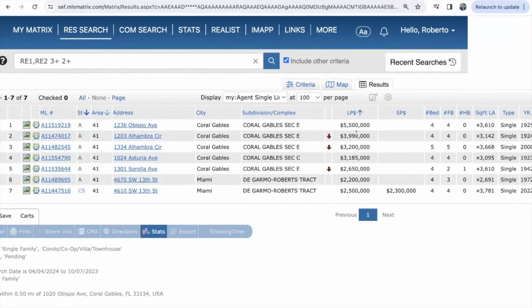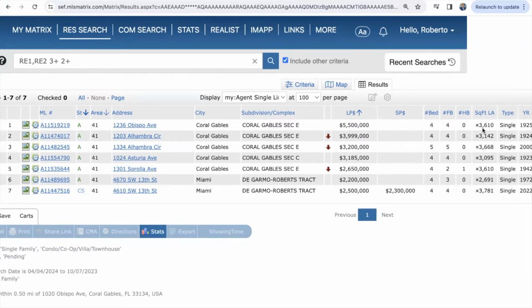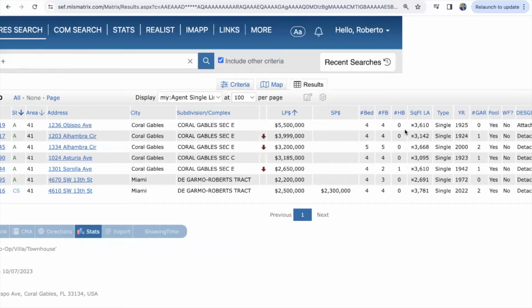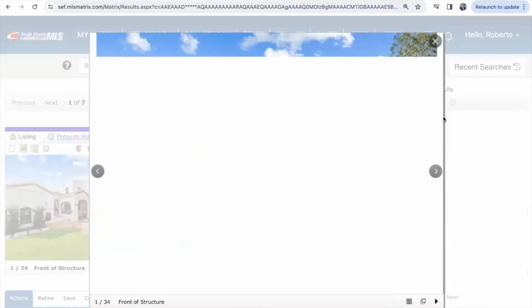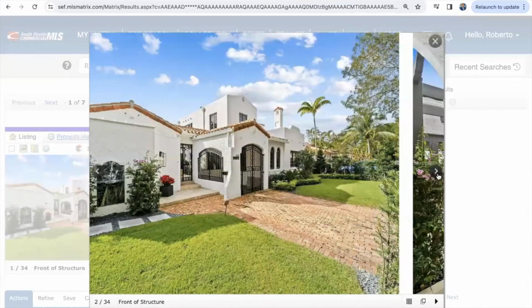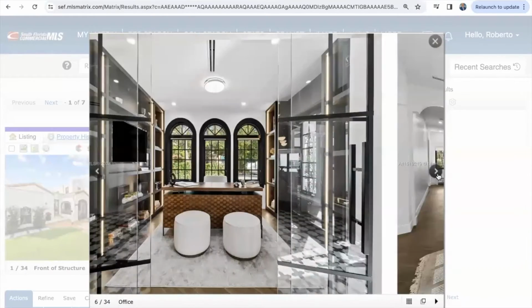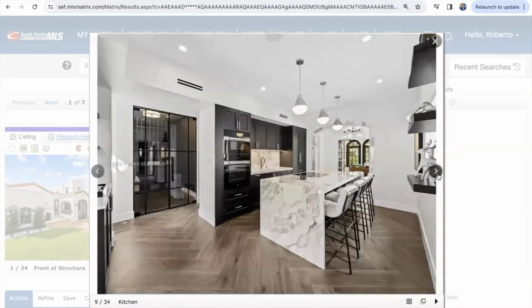Okay. Now there is a property right on Obispo Avenue, and it's currently listed at $5.5 million, and it's a 4-4, 3,600 square feet. That's pretty interesting because I'm going to tell you, 1020 Obispo Avenue is not worth $5 million. Okay, it's worth right around $2.3 to $2.5 million. But that listing, we definitely need to take a look at it. So you're gonna come here and take a look and see what's the reason they're selling for 5.5.